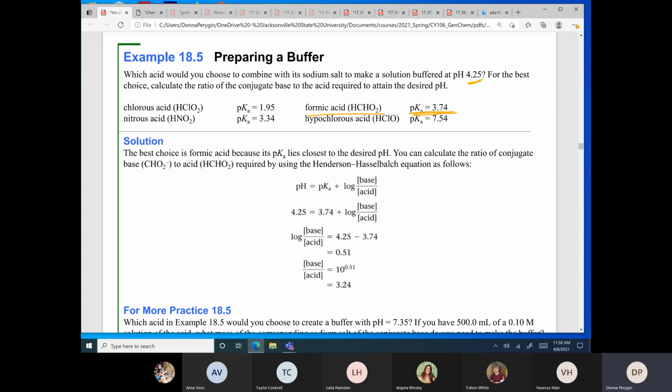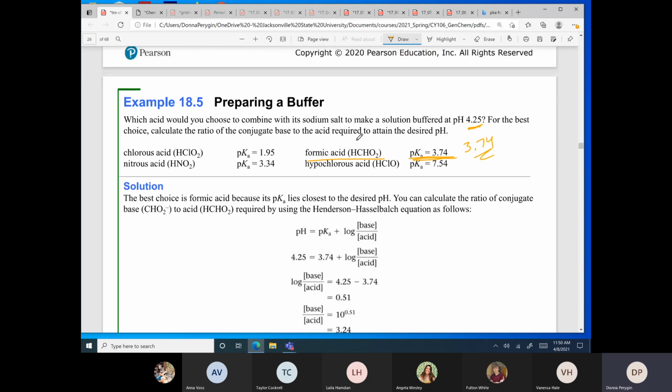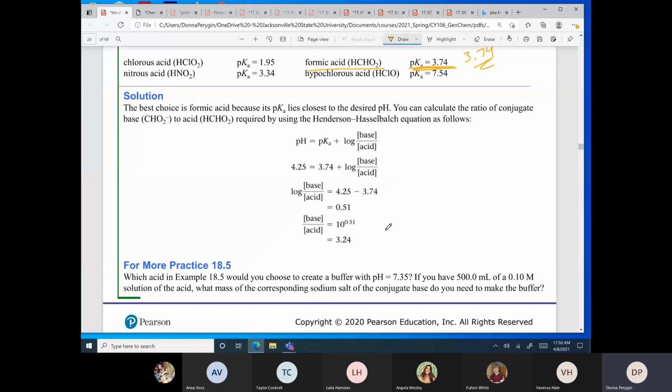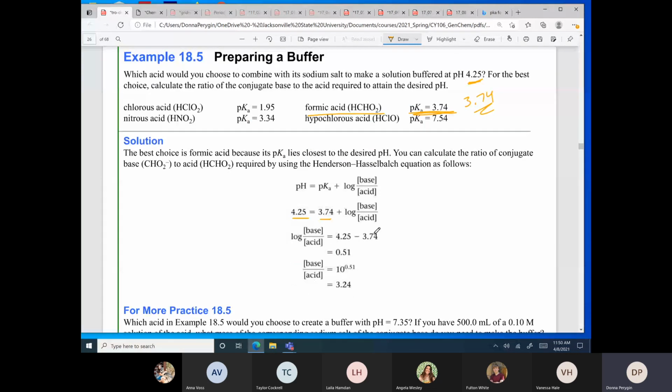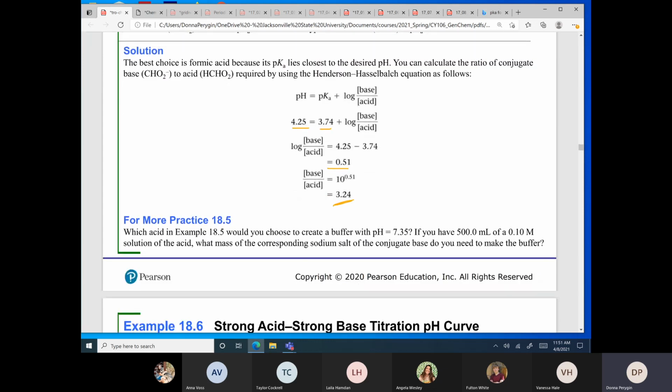So the pKa for formic acid is 3.74. So we're going to just plug that in, okay? And so the question is, for the best choice, calculate the ratio of conjugate base to acid required to attain the desired pH. Okay, so we got our pH we want of 4.25. Plug that in here. pKa of 3.74. So then we could just calculate the ratio. We can just subtract 3.74 from 4.25 and say the log of base to acid is equal to 0.51, and then we can get that ratio by getting rid of the log, taking 10 to the power of both sides. 10 to the 0.51 is 3.24. So this is our base to acid ratio that we want.